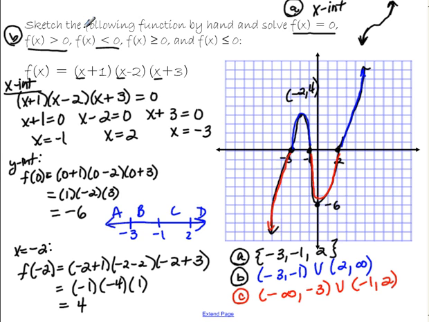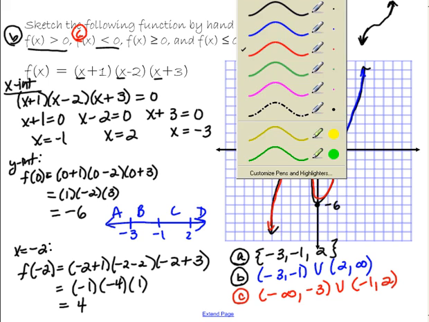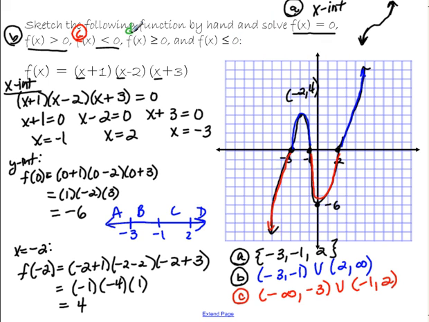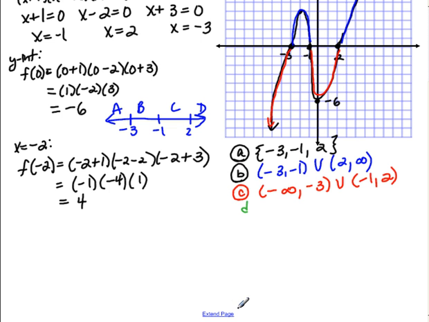Part D is where is it greater than or equal to 0? Well, that's only including the points where it was greater than 0, right? So for part D, we're just going to include the endpoints. So that would be from -3 to -1, union, bracket 2 to infinity.